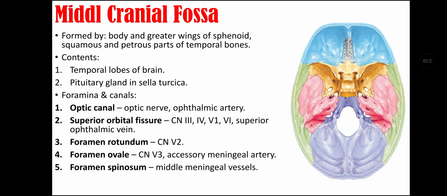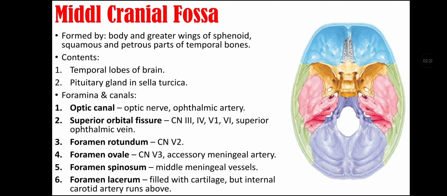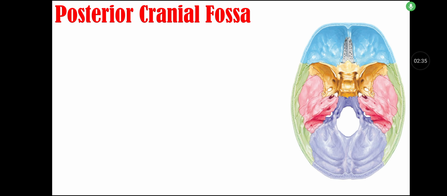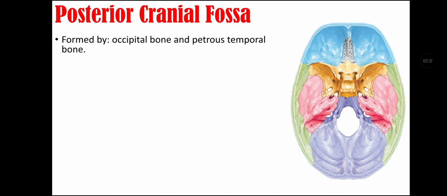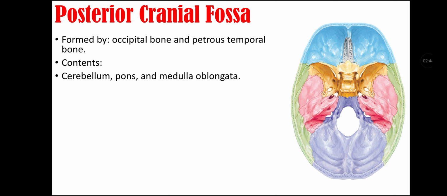through here. And then there is foramen spinosum that is for middle meningeal vessels and foramen lacerum that is filled with cartilage but internal carotid artery runs above it. Now let's talk about posterior cranial fossa. It is formed by occipital bone and petrous temporal bone. Contents here include cerebellum, pons, and medulla oblongata.